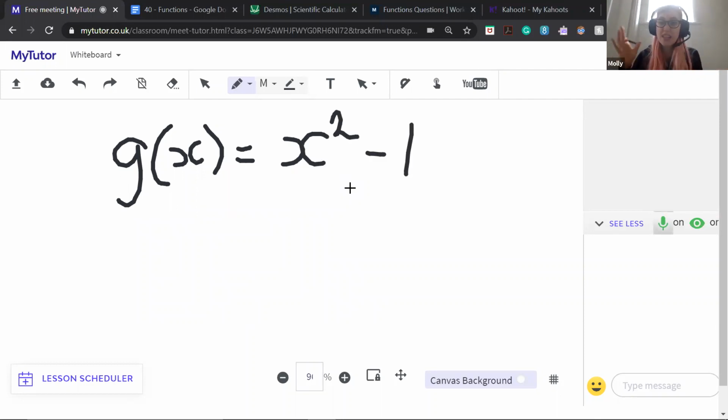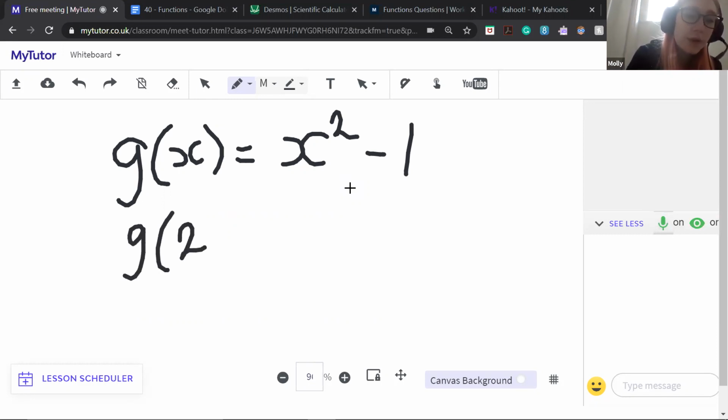So if we go in and chuck in x, it squares it, subtracts 1, and shoots us back out the answer. So what do you think G of 2 is going to be? What do you think that will give us? Yeah, again, a stream of correct answers. Fantastic. Brilliant. Well done, guys. It's going to be 3.